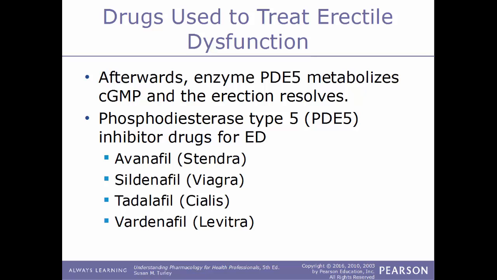And there are various different types of drugs that could be given to treat ED. The first one we'll talk about are the PDE5 inhibitor drugs. And PDE5 stands for phosphodiesterase type 5. So examples of this kind of drug would be avanafil, also known by the trade name Stendra, sildenafil, also known by the name Viagra, tadalafil, known by the trade name Cialis, and vardenafil, known by the trade name Levitra.